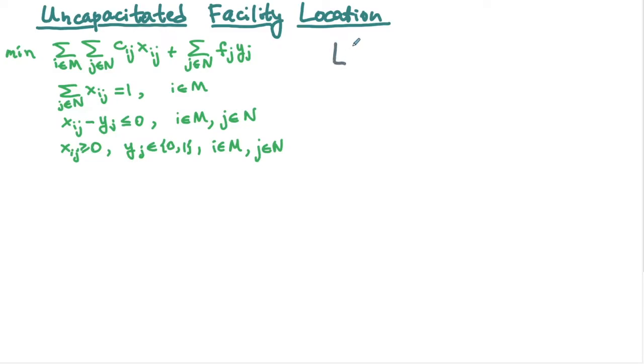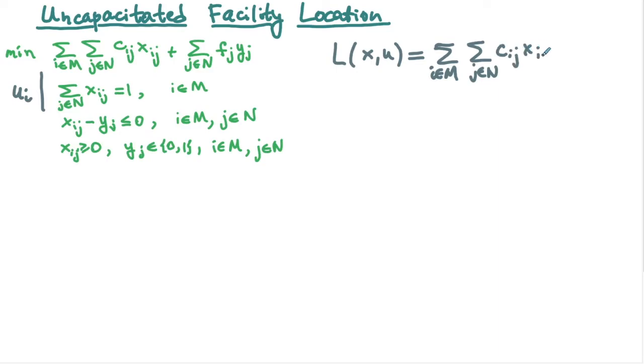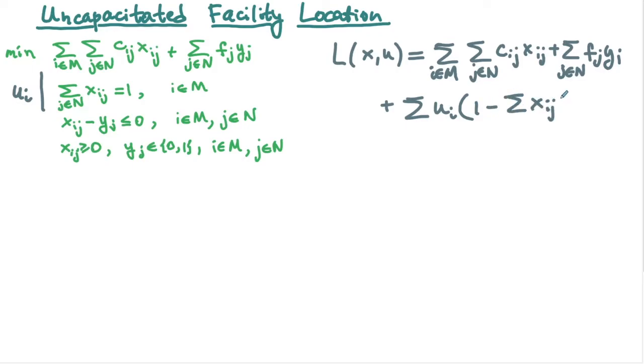Let's write down the Lagrangian for this problem. So we'll have L(x, u) equal to, where we introduce the dual variables u_i for each i in M, the original objective, which is given by the summation over i in M and j in N of c_ij x_ij, plus the summation of f_j y_j over j in N, and then plus the summation of u_i multiplied by 1 minus the summation over j in N of x_ij, for i in M. And this is our Lagrangian function.